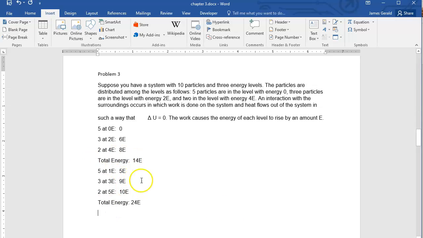So what are we going to end up with? We're going to end up with 8 at 1E for a total of 8E. And we're going to end up with 2 at 3E for a total of 6E. And that puts us back at our total energy of 14E. We got 0 in the upper energy level. All right? And there is no other way to get these to 14E.